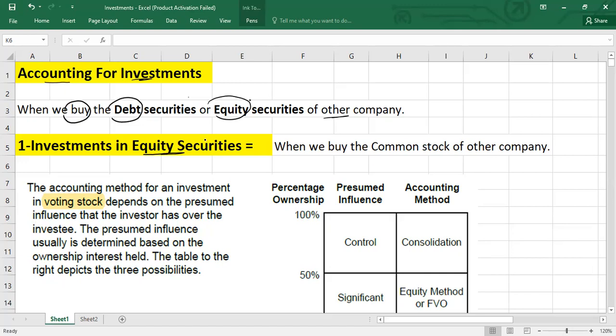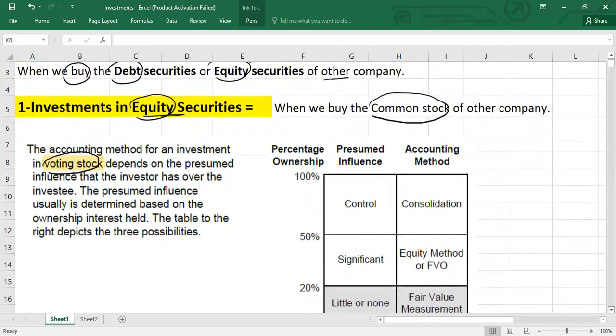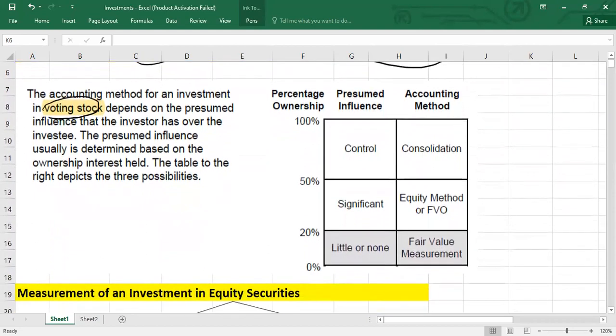But when it comes to the accounting, because we want to learn accounting for our investment in equity securities, you can simply assume we buy the common stock of another company. Common stock means when you buy the voting stock of another company. So how can we do the accounting for that? You should remember that we first need a classification to do the accounting.